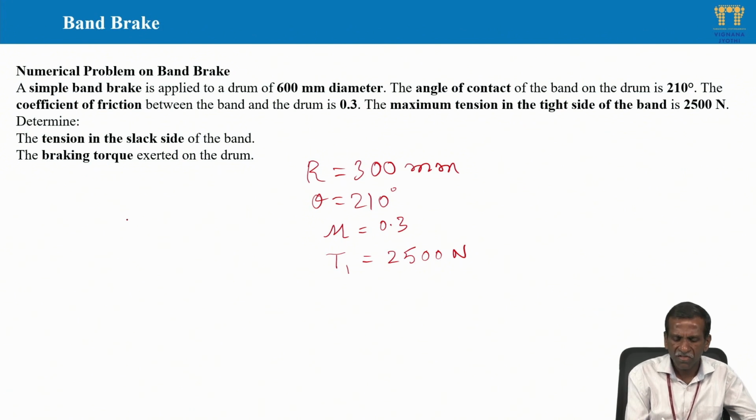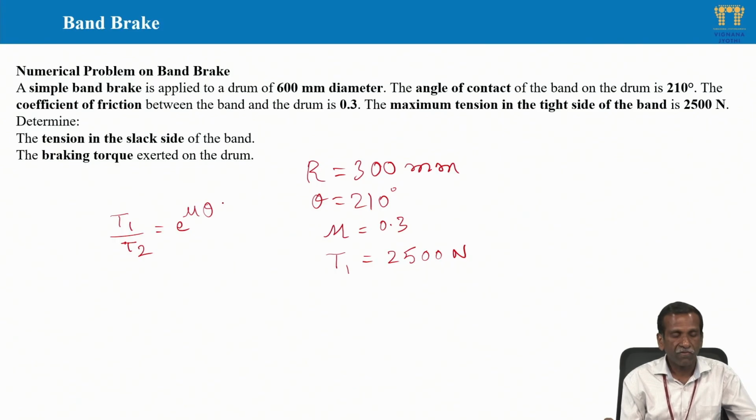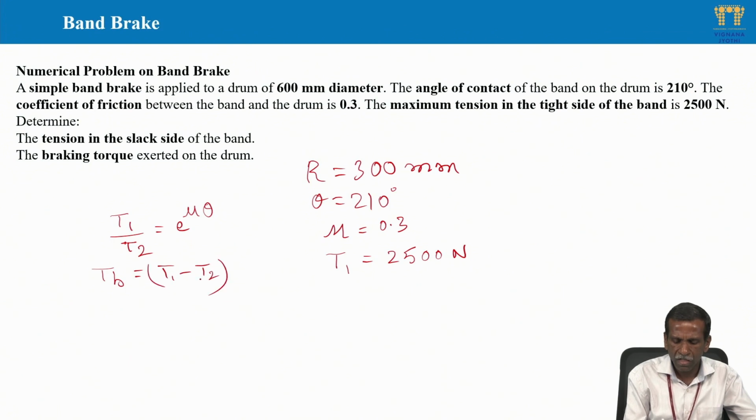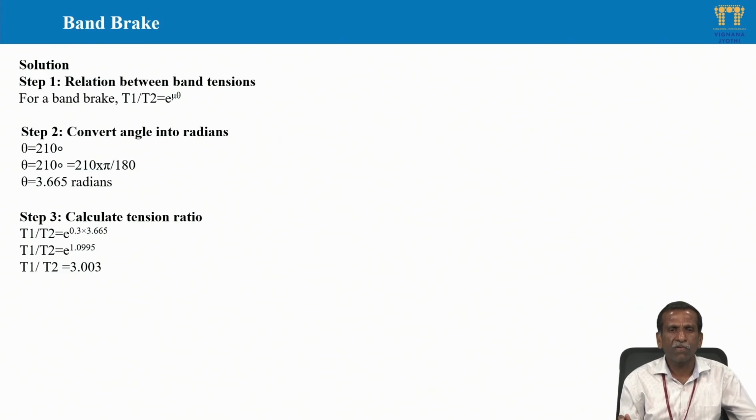It is a direct approach. We know that tension on tight side by tension on slack side equals e to the power mu theta, where theta must always be used in radians. Mu is given and T1 is given, so T2 can be evaluated directly. The braking torque is T1 minus T2 into R, the radius of the drum. This is also straightforward substitution.